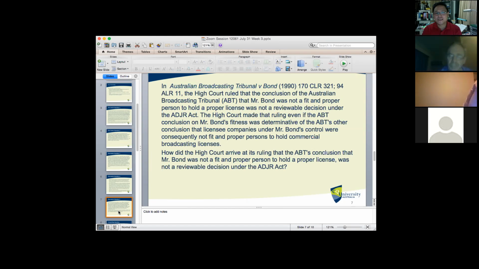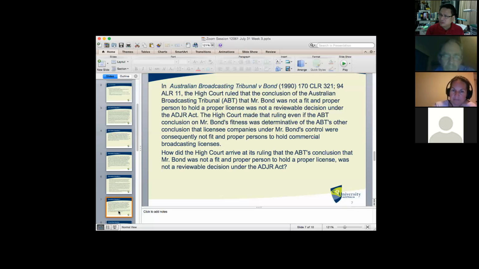Because in this particular case, the basic question was that a licensee company needed to be considered a fit and proper person to hold a commercial broadcasting license. But prior to that, for a determination to be made that a licensee company was a fit and proper person, it needed to be determined who the owners were of that licensing company. So if the owners of the licensing company were not fit and proper persons, it would mean that the licensing company was not a fit and proper person. And therefore, if that licensing company was not a fit and proper person, then it would not be entitled to a license.